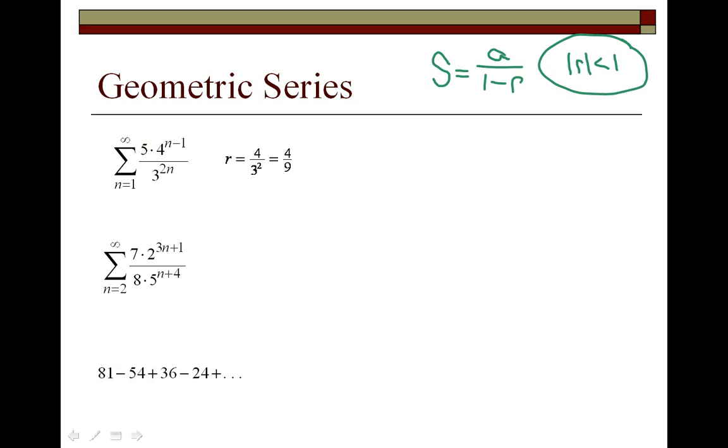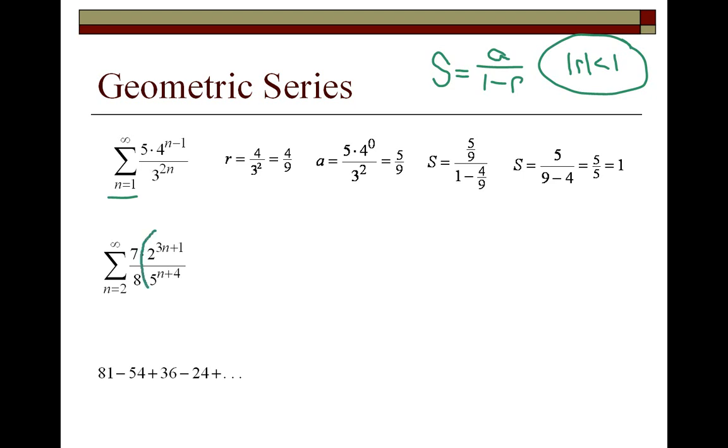To find your a value, what we need to do is just plug in the number that it starts from right here. So I plug in the 1. I get 5 times 4 to the 0. That equals 5. Then 3 raised to the 2 times 1 would be 3 squared, which is 9. So a equals 5/9. Plugging it in, I get 5/9 over 1 minus 4/9. Multiply top and bottom by 9. You get 5 over 9 minus 4. You get 5 over 5. That equals 1.